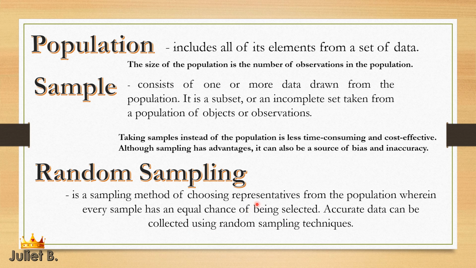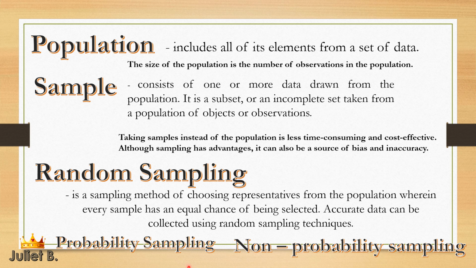So, hindi lang basta pili ng pili. Kinukonsider yung proseso ng pagpili at saka dapat lahat ng respondents mo mula sa population merong equal chance na mapili. So, meron tayong dalawang klase ng random sampling. Ito yung probability sampling at saka non-probability sampling. Iisa-isahin natin ang mga types ng random sampling na under sa probability sampling.